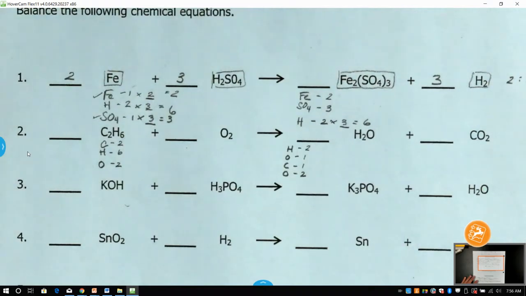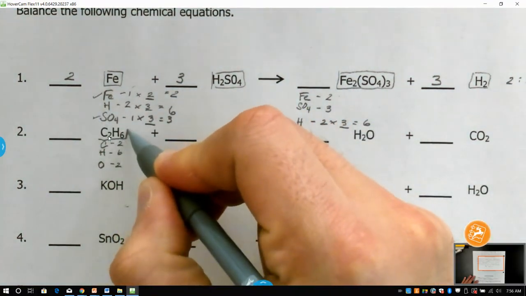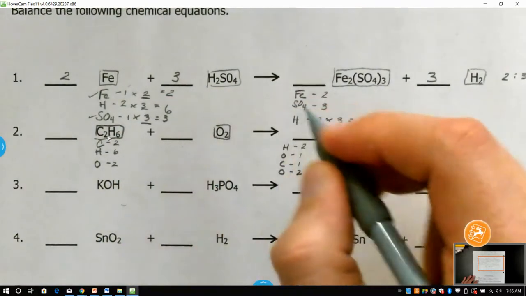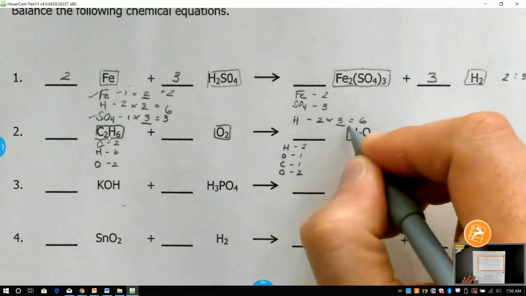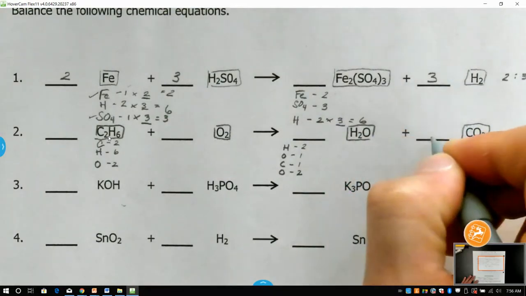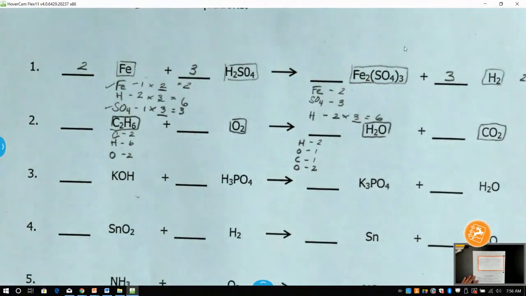So right now we are looking to balance number two. We have our chemical inventory underneath. All right, you can always still do the box. Now these lines are made for putting the coefficients down.